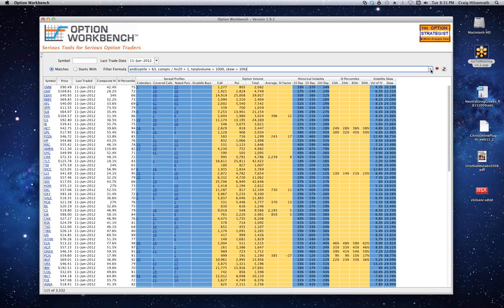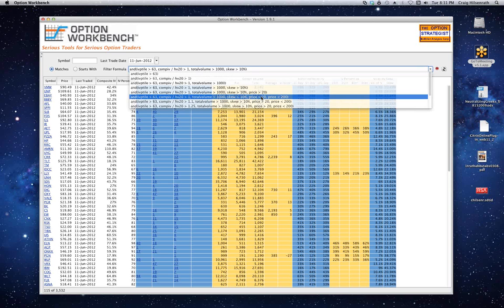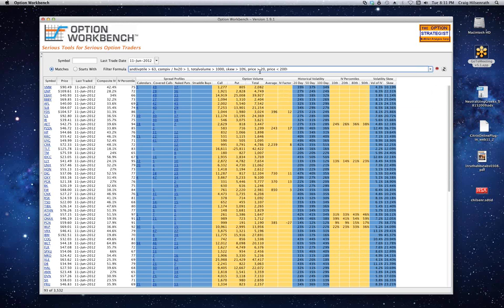But there's still 115 of them, so I put a little bit of price filter in there. So I want stocks that are greater than $20 and less than $200. And that gave me a little bit more of a screen of a filtering. I cannot see the bottom of the window.